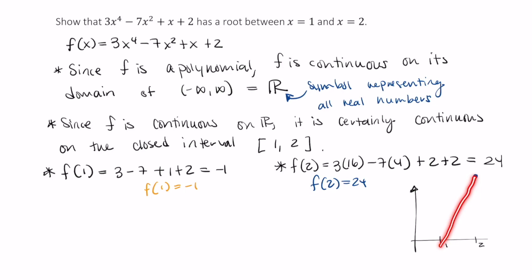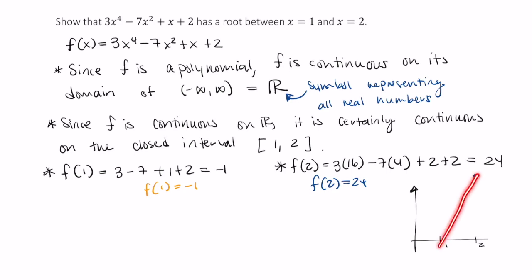but since I was able to connect these two dots, this orange dot and this blue dot, without lifting my pencil, I had to cross the x-axis. There's no possible way for me to have gone from this point to this point without going past the x-axis somewhere. Since I had to cross the x-axis, this tells me that at some point, and again, it has to be between 1 and 2, this function was equal to 0.